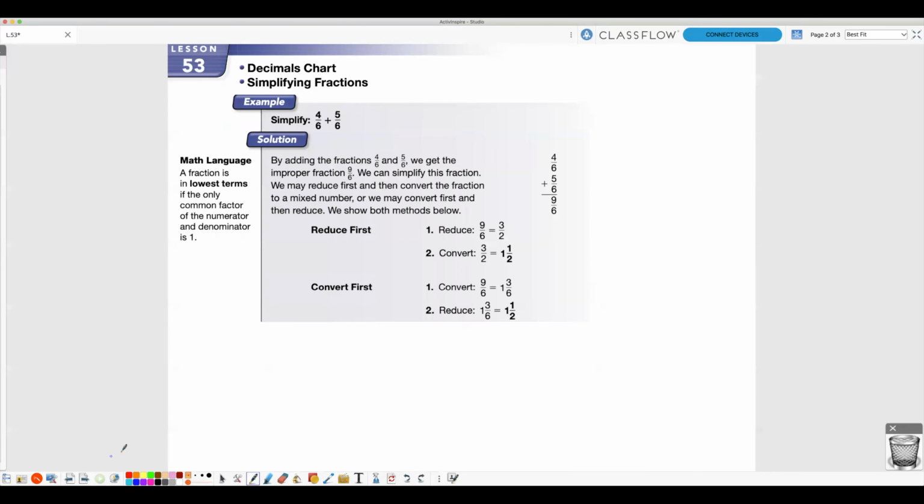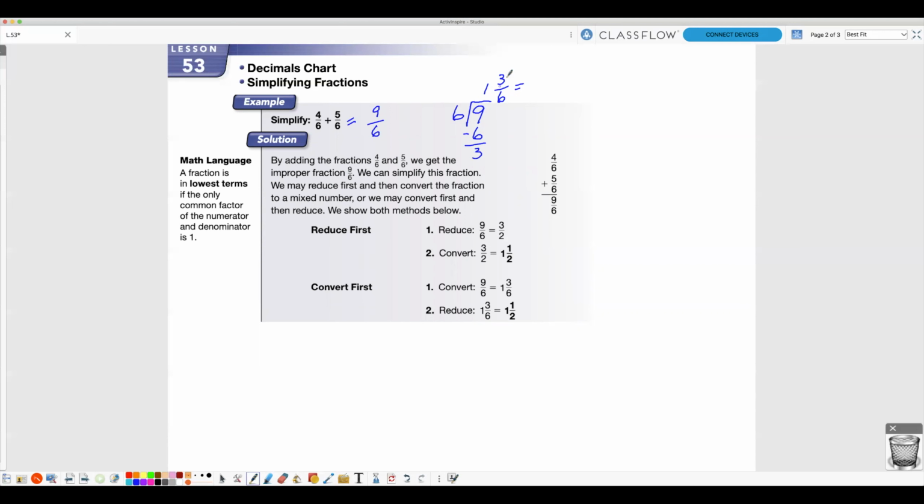So let's look at an example here. Simplifying 4/6 plus 5/6, you see the numerators can be added. The denominator stays the same. Once you add those, you get 9/6. Then you can simplify this fraction simply by taking 9 divided by 6. 9 divided by 6 results in a whole number because 6 times 1 is 6. There'd be 3 left over. That's the numerator. This is the denominator.